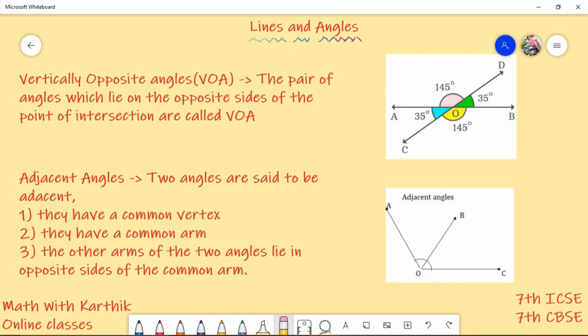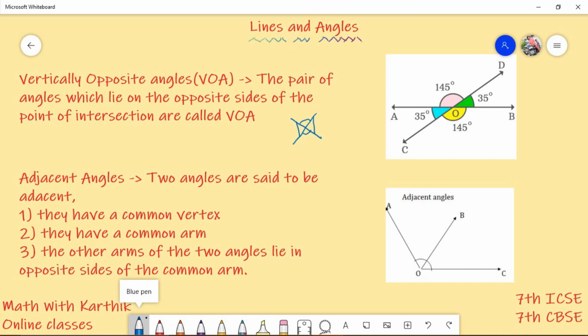AB and CD are the two lines, they are intersecting at point O. Now 4 angles are formed. So what do you mean by vertically opposite angle? The pair of angles which lie on the opposite sides of the point of intersection are called vertically opposite angles. We also call it VOA. In short, vertically opposite angles are equal, means this angle will be equal to this angle and this angle will be equal to this angle.